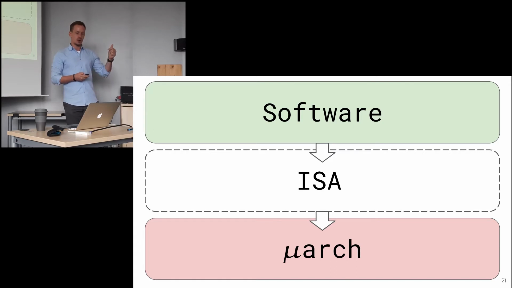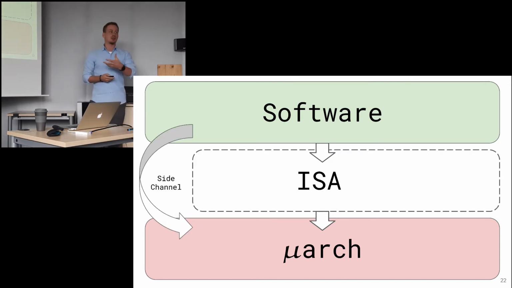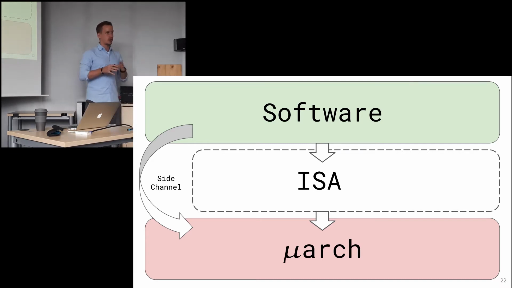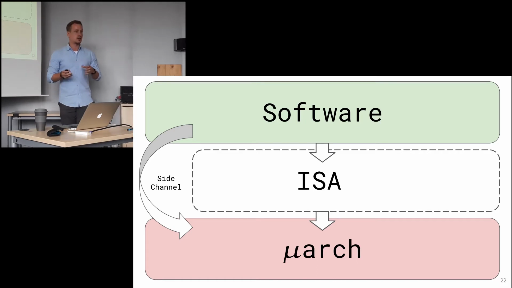And this can be observed through so-called side channels. So a side channel is a way to see how hardware behaves. Here I must make a small disclaimer. There are actually many types of side channels, and not all of them are even applicable to computers, to hardware. You can have side channels in the real world. Here I will be talking only about microarchitectural side channels.